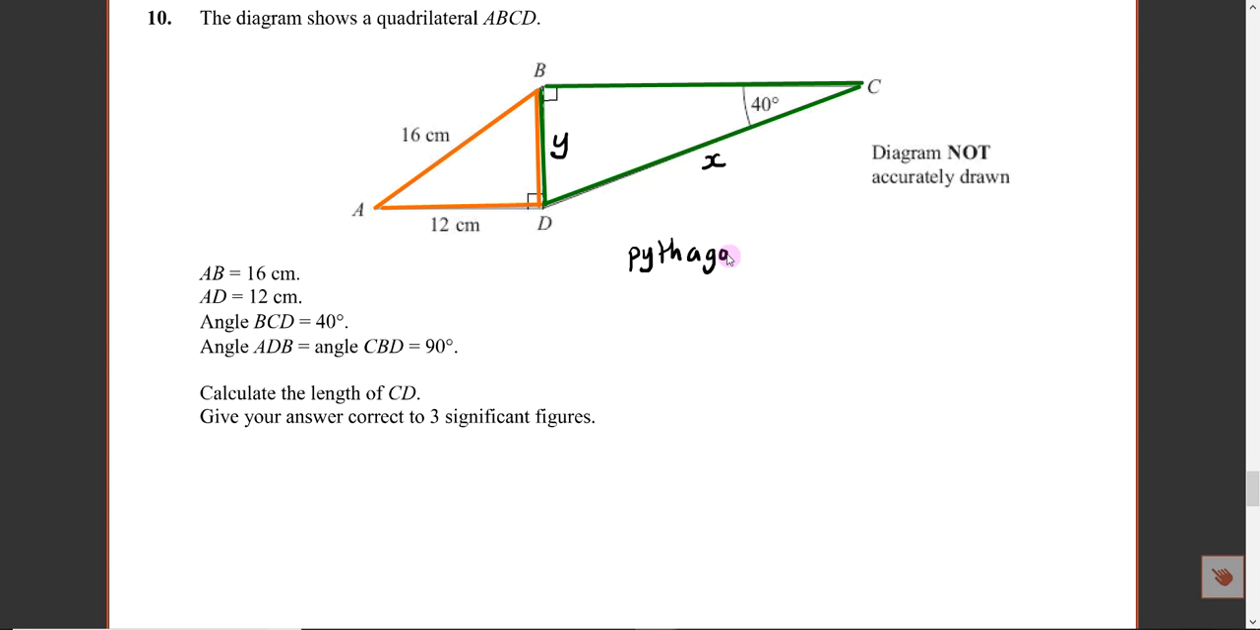So Pythagoras' theorem, remember we talked about it, is if you've got a right-angled triangle, and I label the sides A and B, the two sides that make the right angle, and C, the hypotenuse. Pythagoras' theorem states, A squared plus B squared equals C squared.